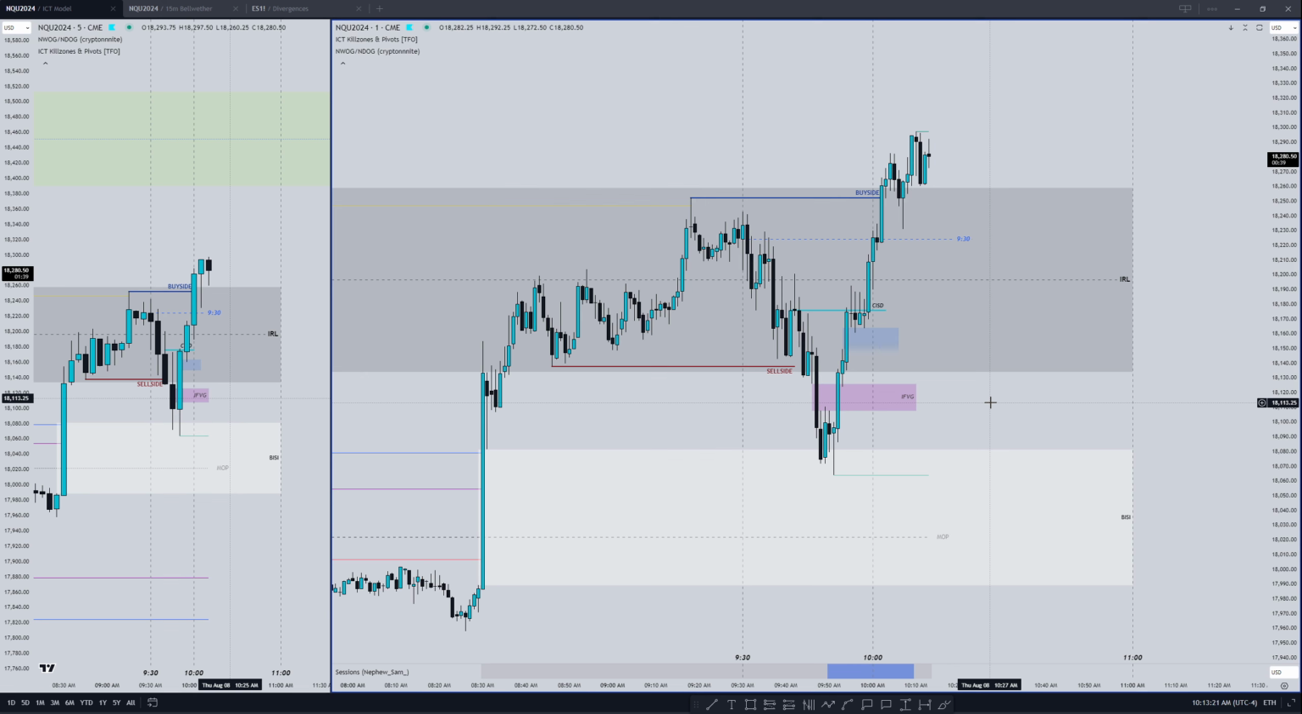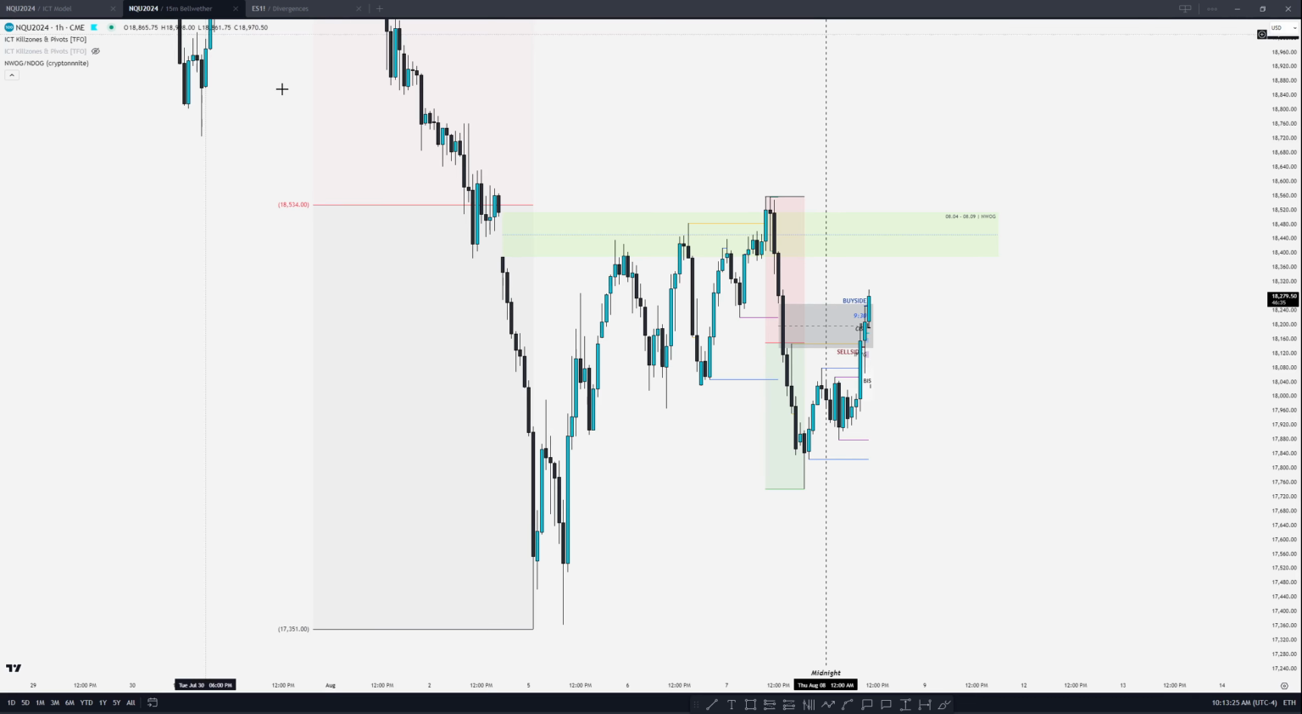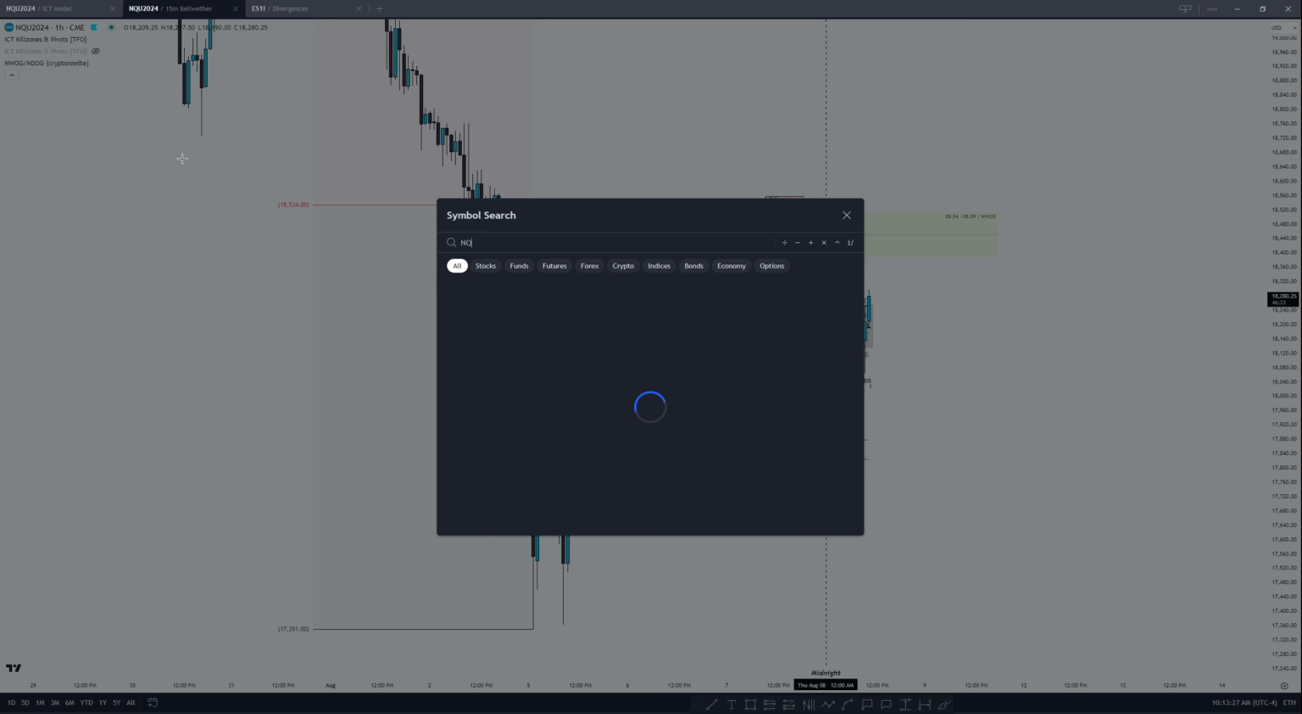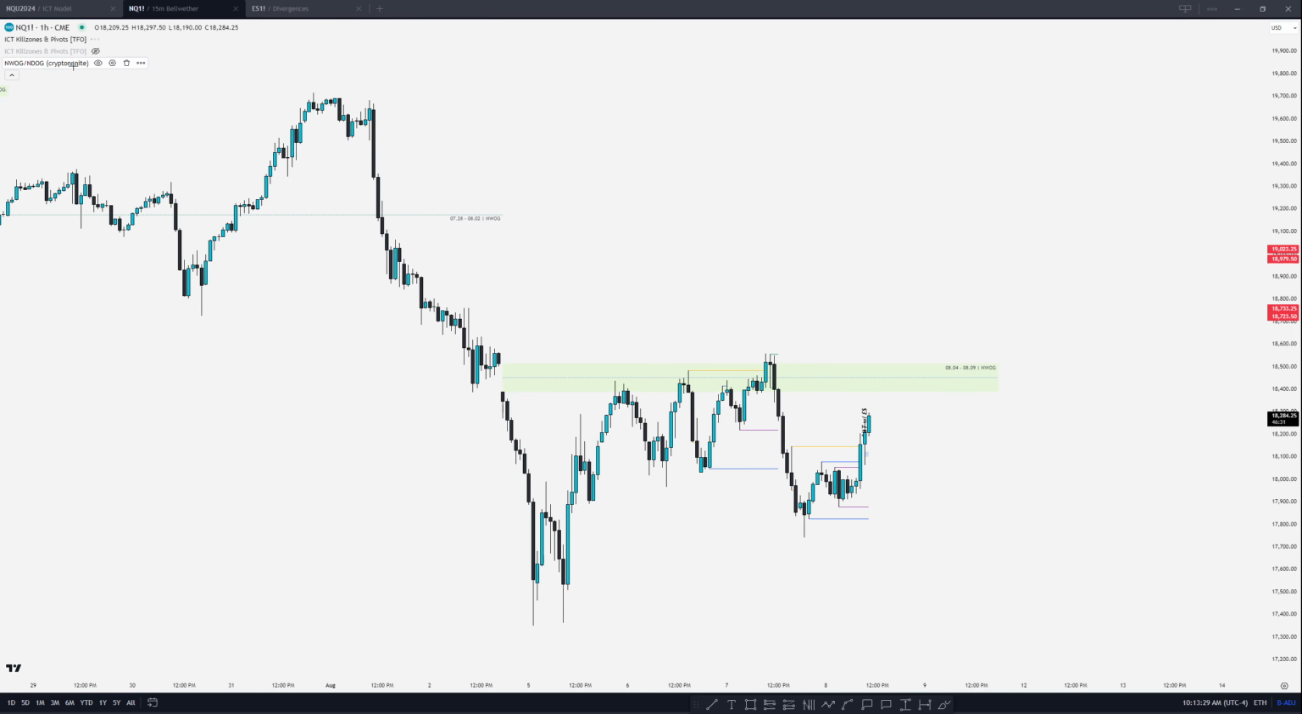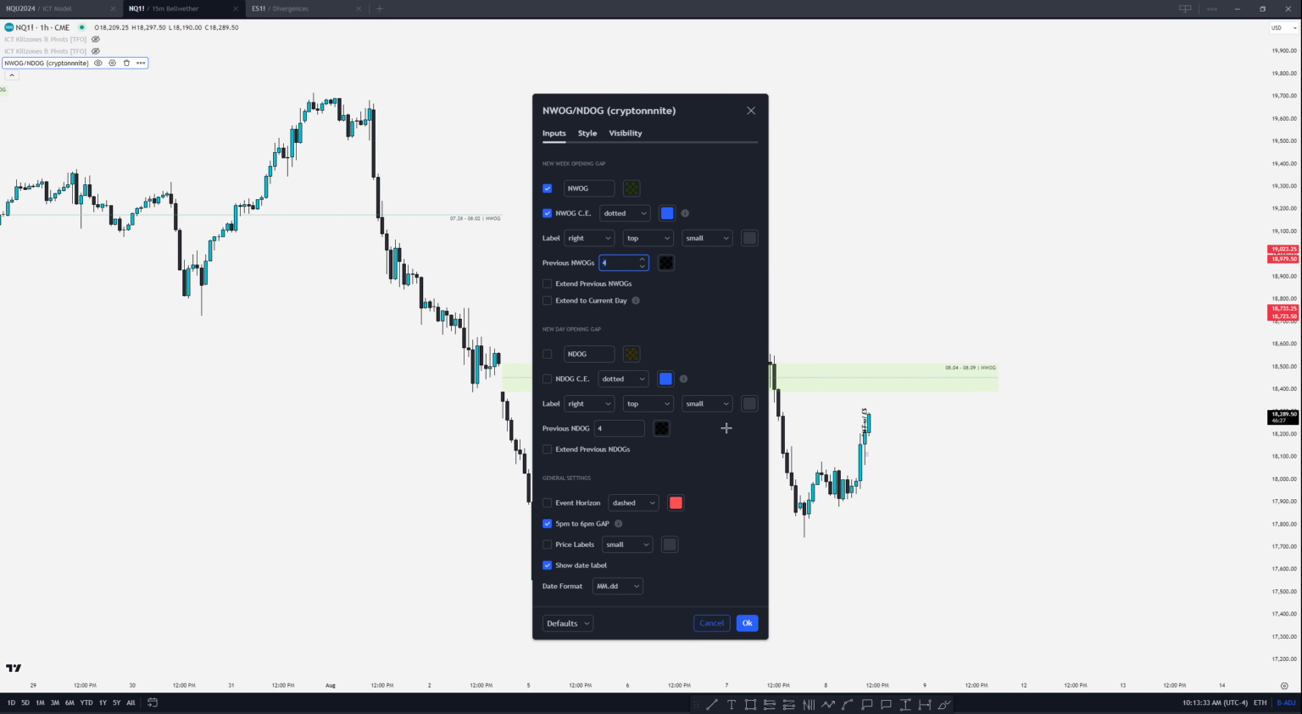You mentioned keeping them for as long as you want, actually. Yeah, but then I'll give you an example. If I pull this up, and I put the last 8, plus I have the previous 5 new day opening gaps, and I extend all of these out.